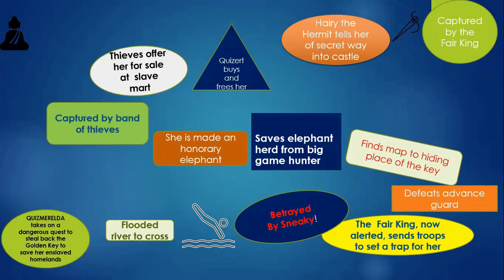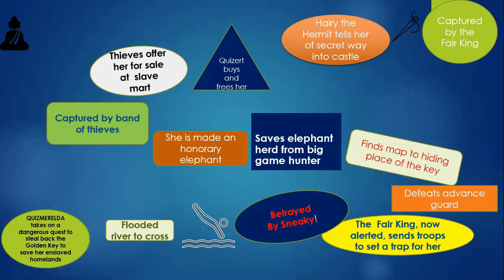The elephants are so thrilled to be saved that they make her an honorary elephant. Now, you might think this a silly plot point, but believe me, in the animal kingdom, being made an honorary elephant is a pretty big deal. And frankly, if I was awarded this honor, I'd be pretty chuffed about it, I can tell you.